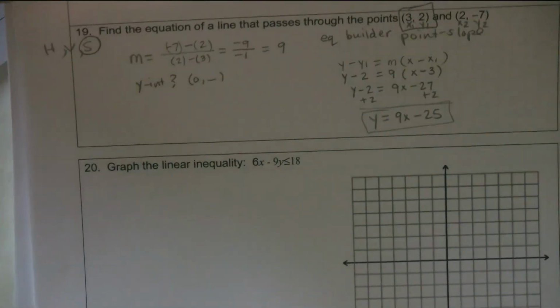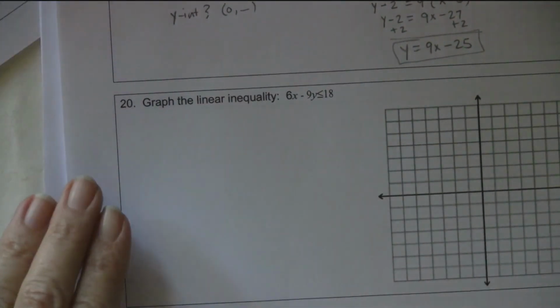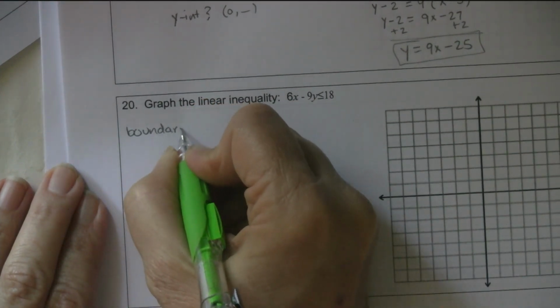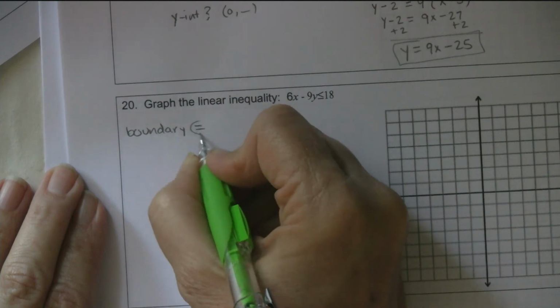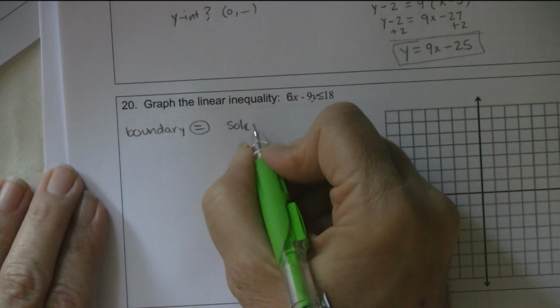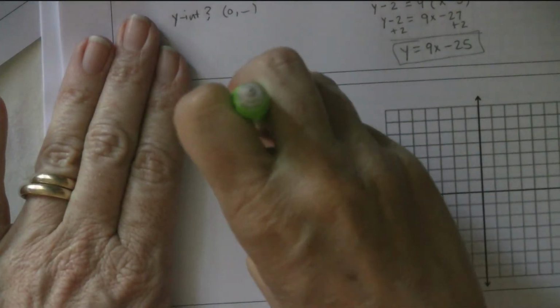Then they're asking me to graph this. So I have to graph the boundary. And the boundary happens at equals, and it's going to be a solid line.